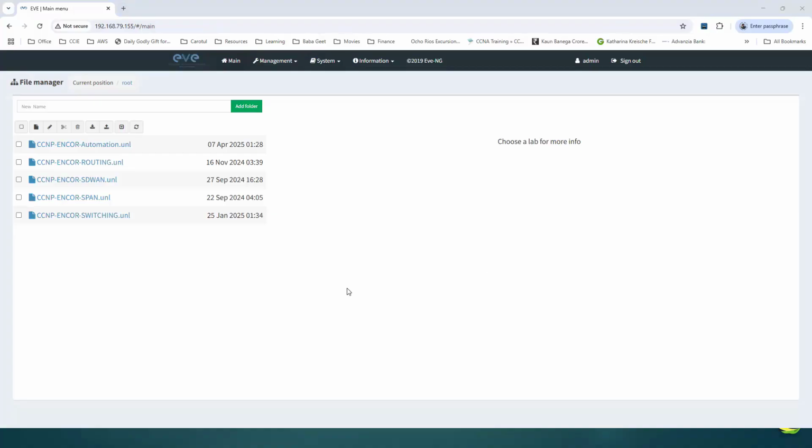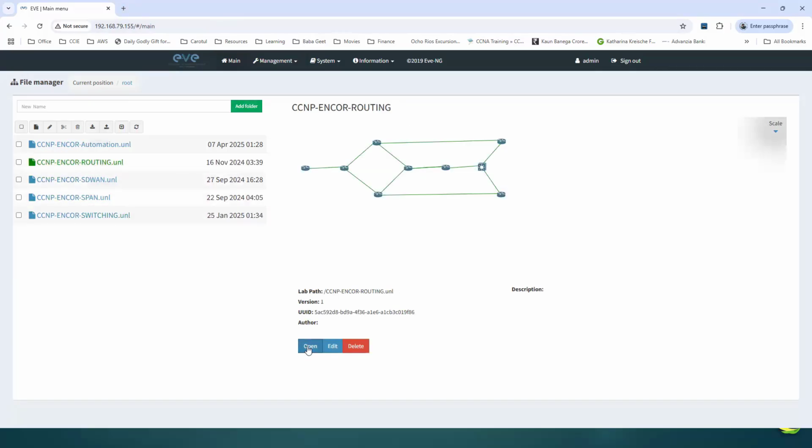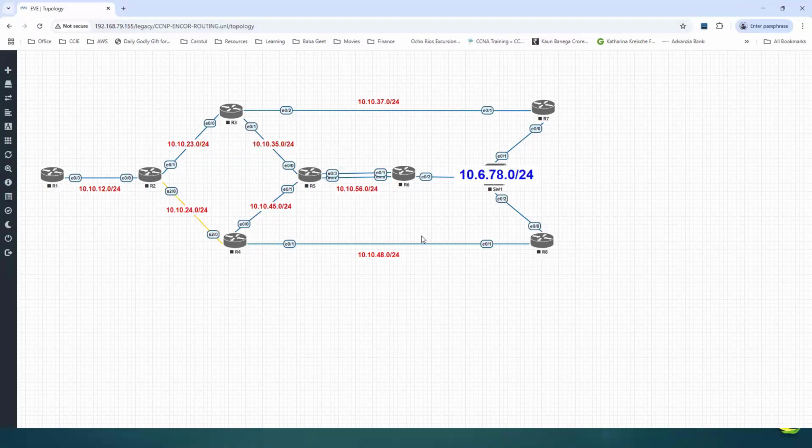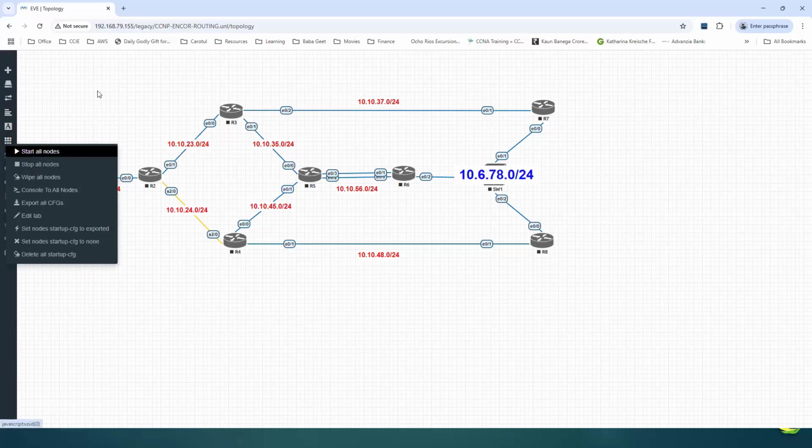For example, I was showing you the IPSLA lab earlier. We will be using the topology CCNP ENCOR routing for that purpose, right? And then we also have a CCNP ENCOR switching topology. If you click on a particular topology, you can click on open, and it shows you all the routers there, and you can go to more actions and click on start all nodes.